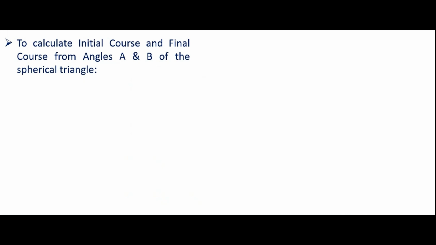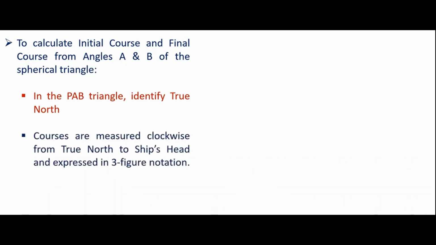We shall just list down a few steps and then apply the same to a few illustrations to understand this issue. First, in the PAB triangle, we shall identify the direction of north at A and north at B, which shall be the northward direction of the respective meridians of A and B. The courses, we all know, are measured clockwise from true north up to the ship's head and expressed in three-figure notation. Let's take this example.